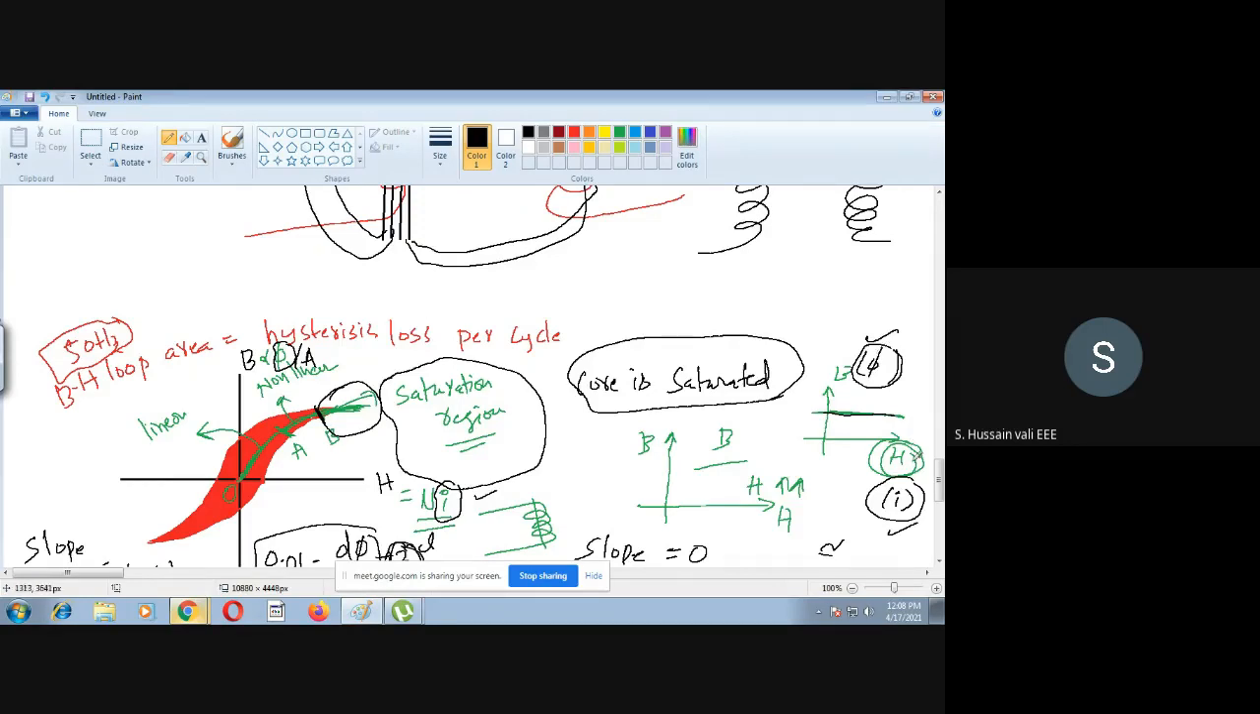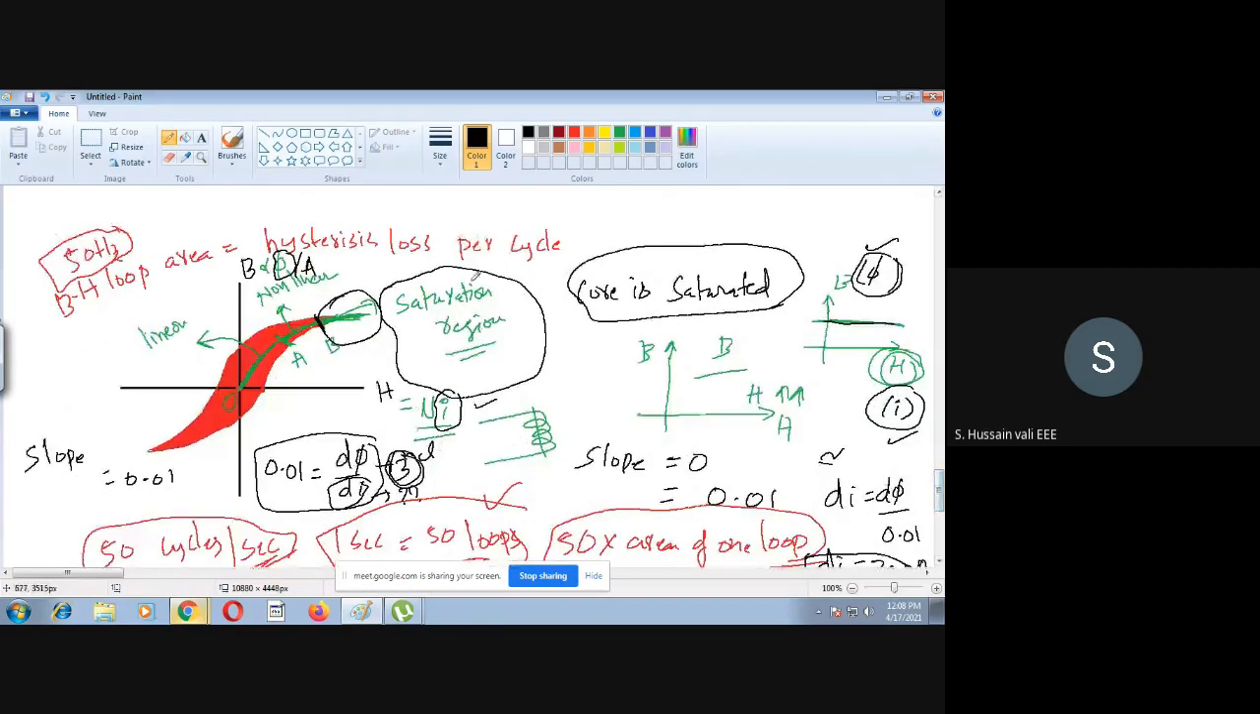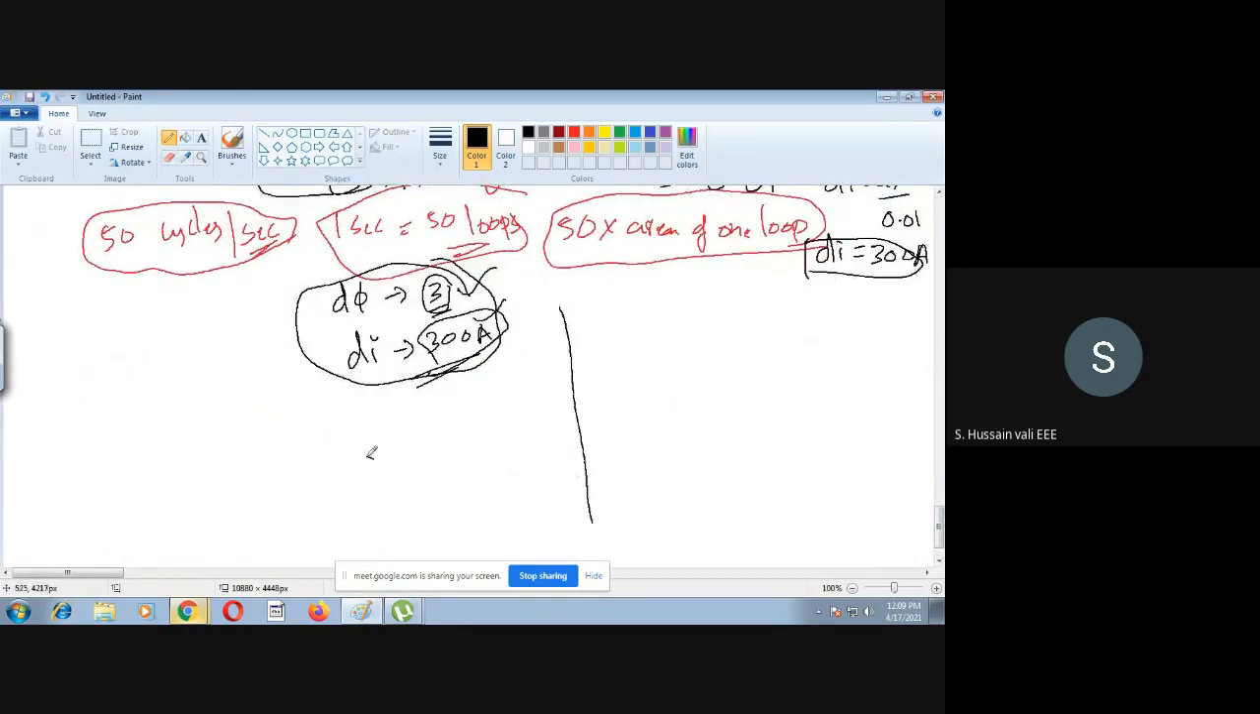Okay. Where do you find this saturation region? Of course, you find the saturation region only in the case of the magnetic core. Now, coming to the case of the air core transformer, do you find the saturation region in the case of the air core transformer?